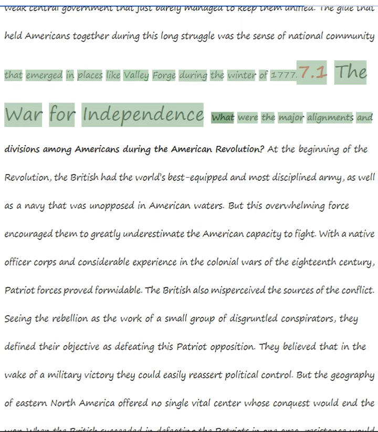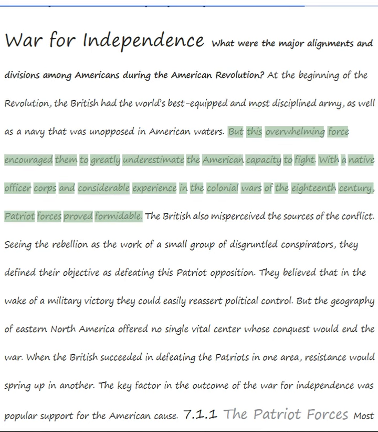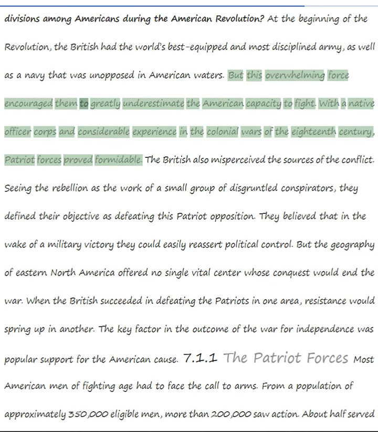The War for Independence. What were the major alignments and divisions among Americans during the American Revolution? At the beginning of the Revolution, the British had the world's best equipped and most disciplined army, as well as a navy that was unopposed in American waters. But this overwhelming force encouraged them to greatly underestimate the American capacity to fight. With a native officer corps and considerable experience in the colonial wars of the 18th century, Patriot forces proved formidable.